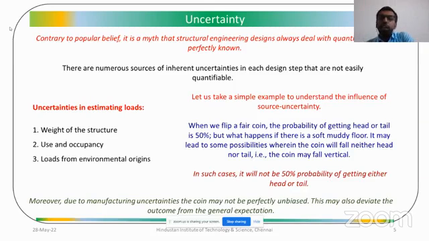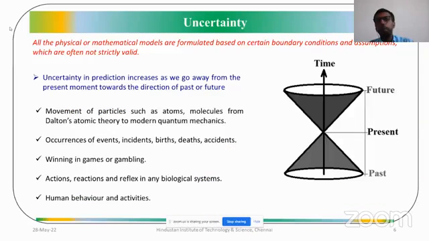We are considering that there is no uncertainty in the manufacturing, that the coin is unbiased, but that is not correct. It may be biased because of manufacturing inaccuracy. So this may also deviate the outcome from the expectation.